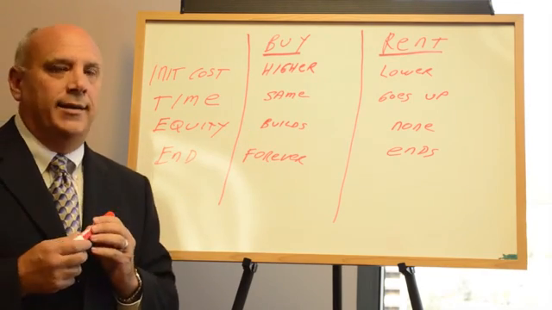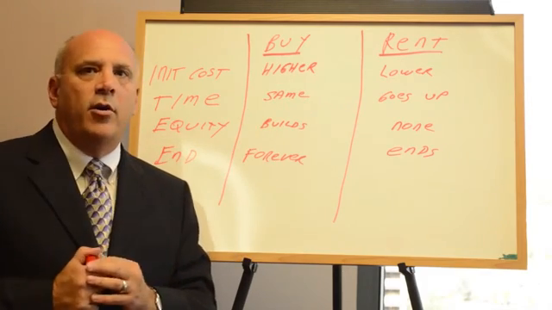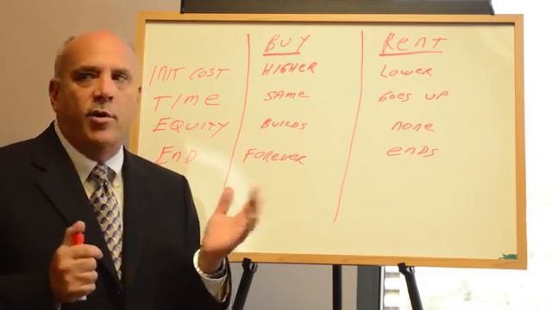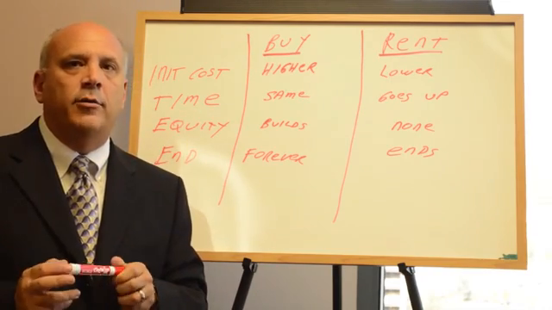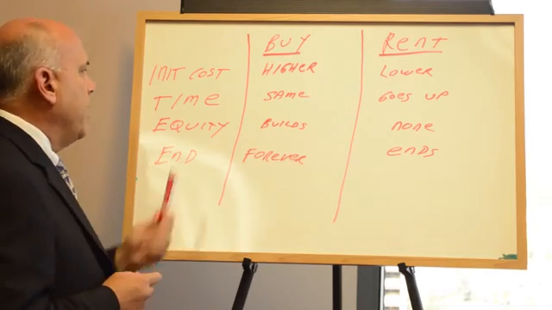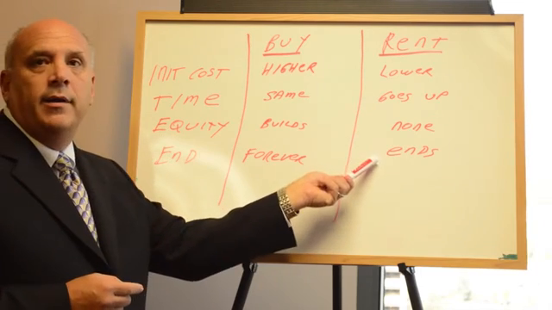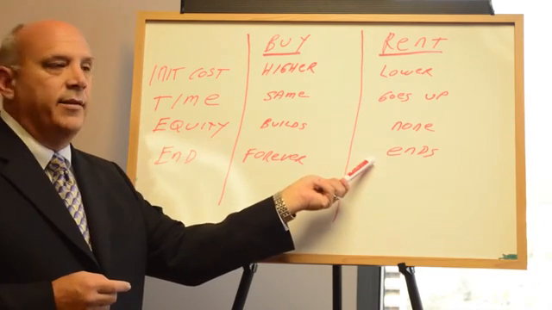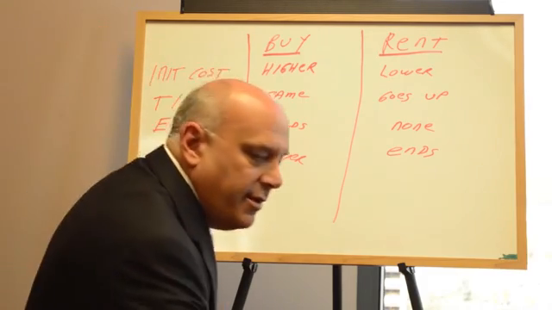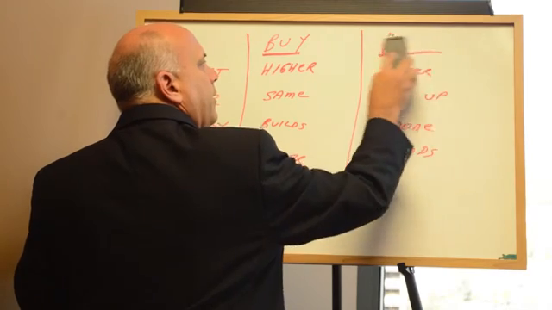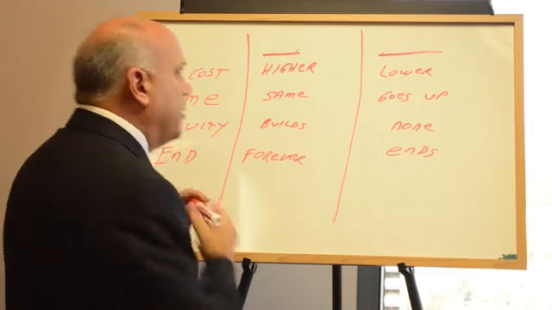Let's look at renting a house. When we rent the house, the initial cost is lower. All we had to do was pay a small amount of rent. As time goes on, the landlord will no doubt increase the rent, so it's going to go up. We build no equity because we don't own it, and eventually it goes away when we move out of the place. Believe it or not, what I have just shown you is the difference between term insurance and permanent insurance.